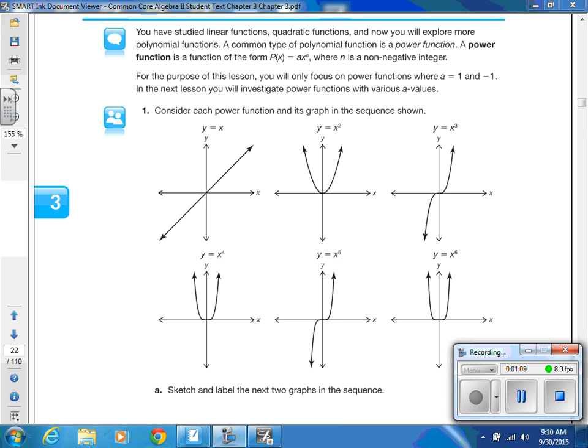Alright, let's do some exercises here. Loosen up. Loosen up. You don't want to hit anyone. Alright.